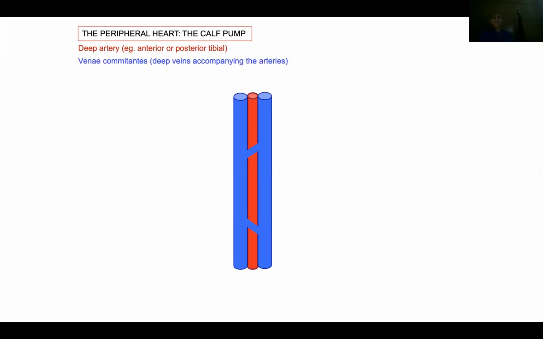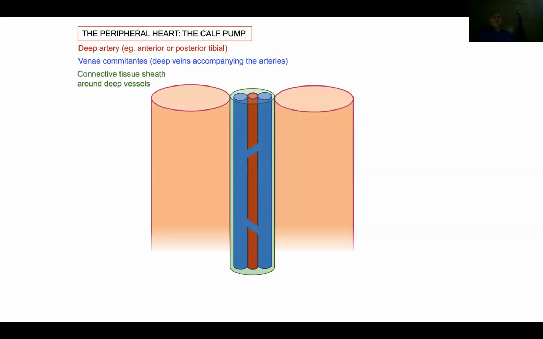Now, they are enclosed in a fascial sheet. We talk about these sheets in axilla, in femoral region, in adductor canal, everywhere. So this is a connective tissue sheet which encloses the arteries and veins. They are in a sleeve. They are together, and they are sandwiched between the muscles. Are we good so far?